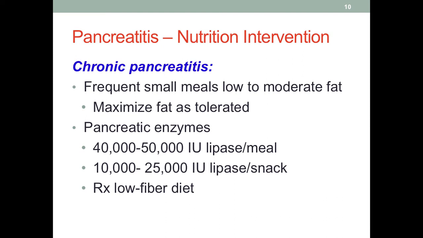The nutrition intervention for chronic pancreatitis involves recommending that the patient break their meals into small, more frequent events. We also want to have low to moderate fat because they will have limited tolerance of fat. While we keep this in mind, we also want to try to provide as much fat as the patient can tolerate. It is an essential nutrient, and it is the solvent for many other essential nutrients such as vitamins A, D, E, and K.